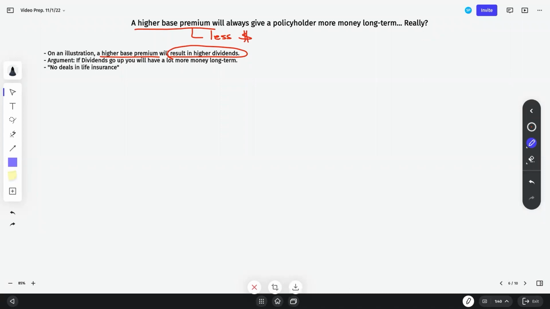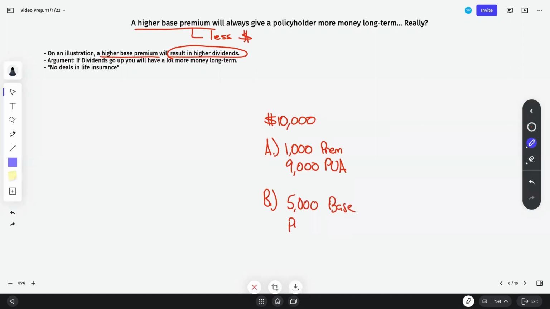payout on that illustration. So for example, if I see an illustration with $10,000 per year going in, and illustration A has a $1,000 base premium, and then $9,000 toward PUAs, versus illustration B has a $5,000 base premium, and let's say the other $5,000 is going toward PUAs. What you would see is option A would have a lot more cash value in the beginning. However, option B, when we look at the dividend column on a life insurance illustration, would be higher than what we see on option A. And I'm going to demonstrate that in a second as well. We're going to look at some actual illustrations side by side. But in short, what you'll see is the higher the base premium is, the higher the dividend payout will be.